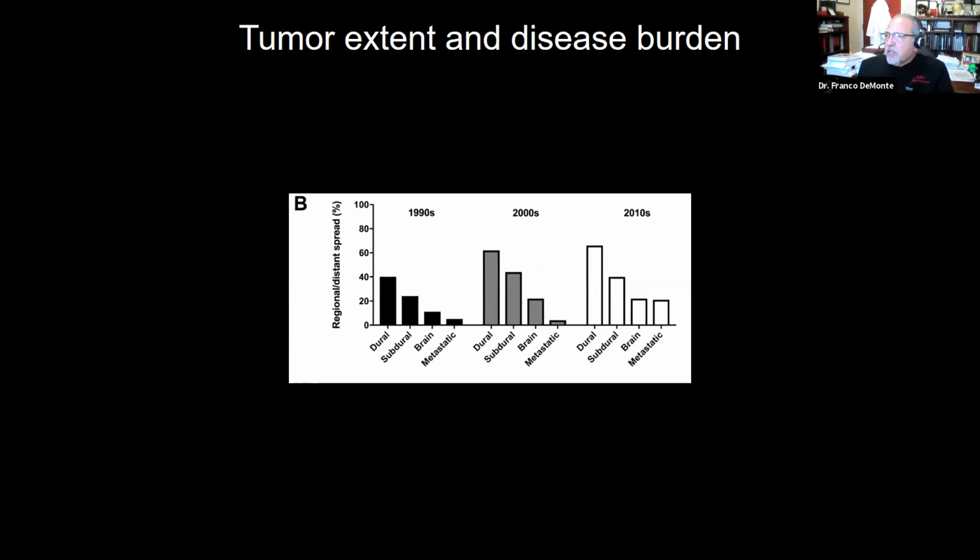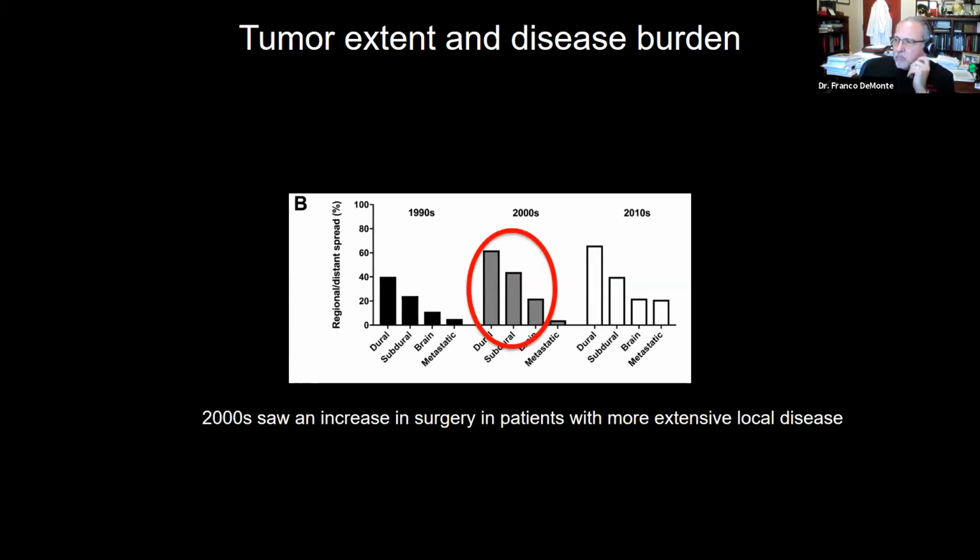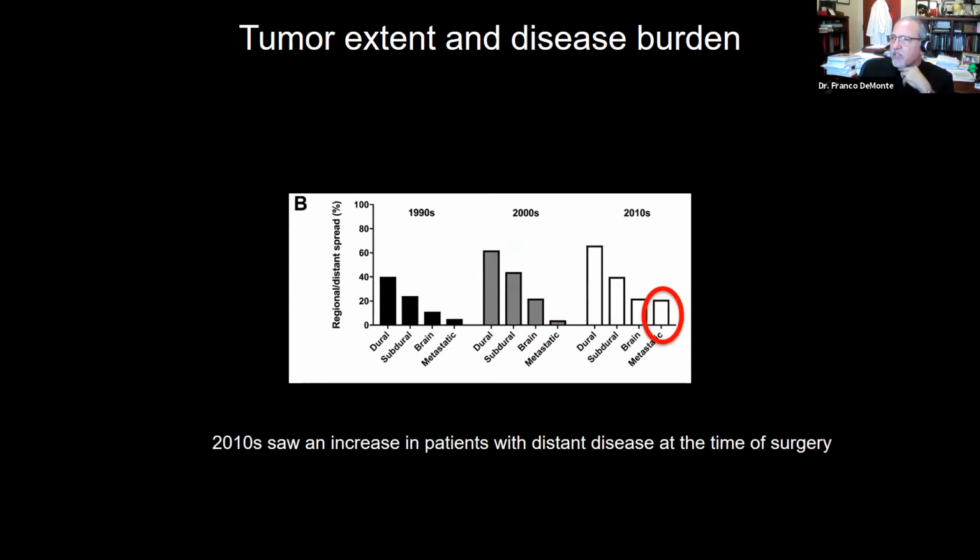The other thing that's changed in the last 30 years is that we've seen an increase in our management of patients with more extensive disease. I think this reflects the maturation of our skull-based approaches and our techniques, so that we began expanding our surgical procedures to encompass more challenging diseases. And in the 2010s, we've seen an increased number of patients that we're operating on in the presence of metastatic disease. And I think this is also an indication of our improving non-surgical therapies for these diseases, both medical and radiotherapeutic.